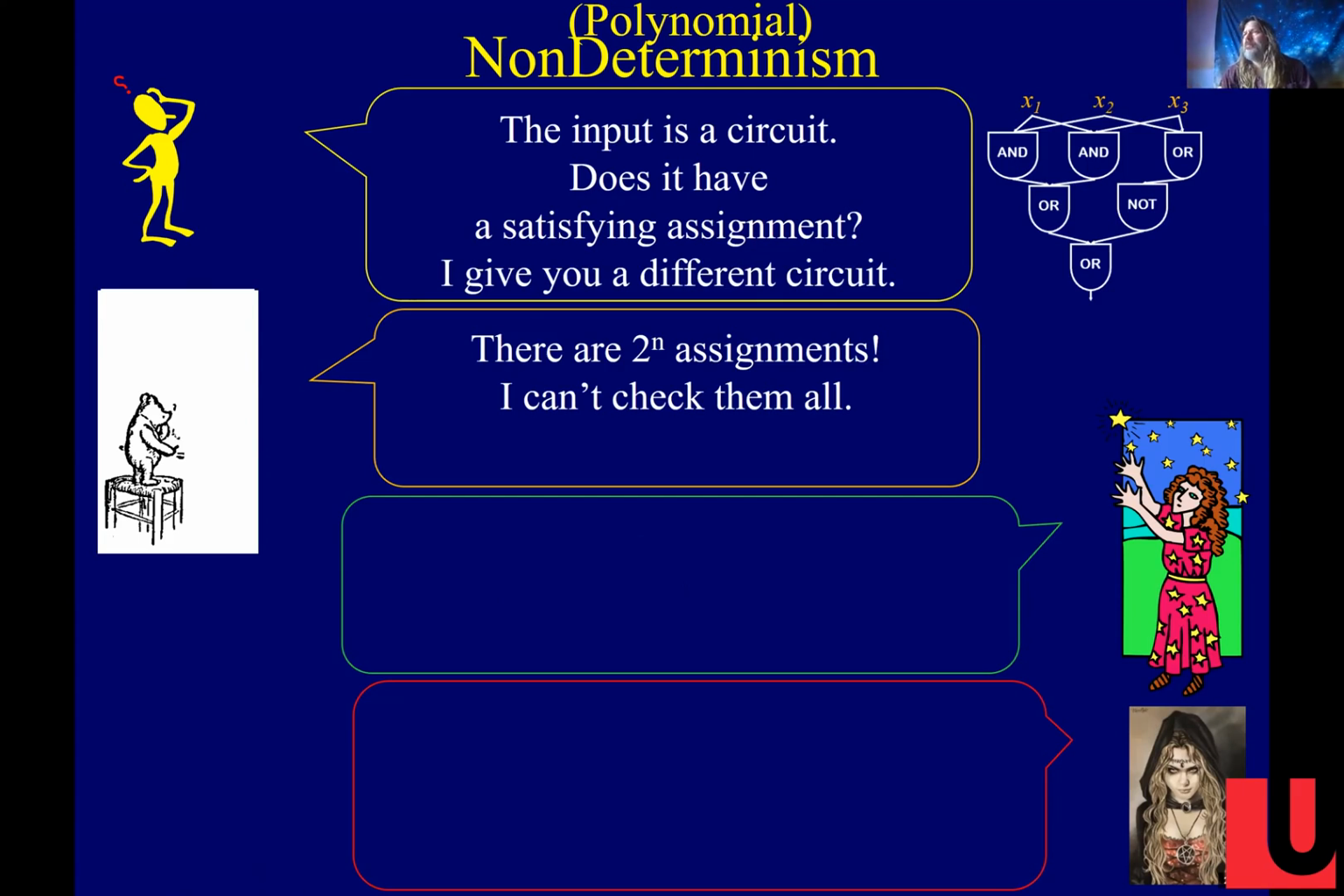Everybody follow that? Right? But now let's suppose that the circuit is a different circuit. Here I changed that or to an and. Now there's no satisfying assignment, right? And so now the evil fairy godmother is going to want to convince people that it is satisfiable. And how is she going to do it?